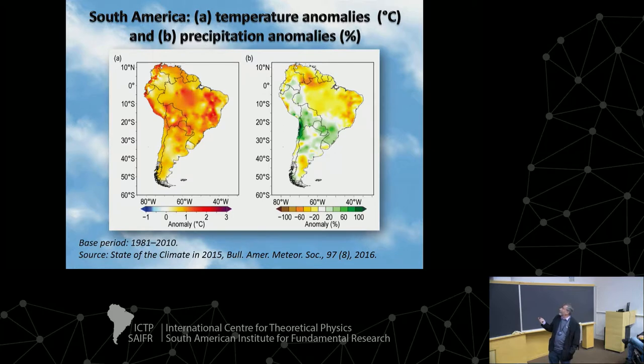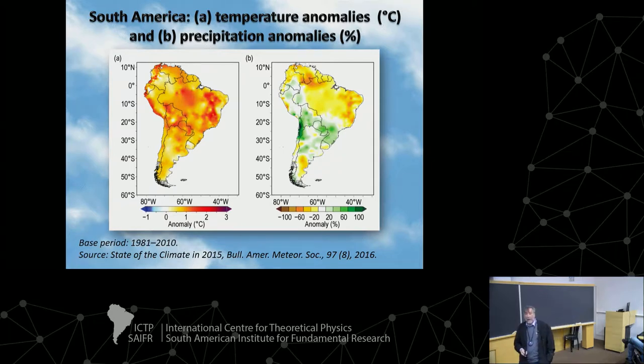And you see an increase in precipitation in the southern part of Brazil, in the La Plata Basin, that is increasing precipitation by about 30%. So this shift in precipitation, of course, has a very important socio-economic impact.